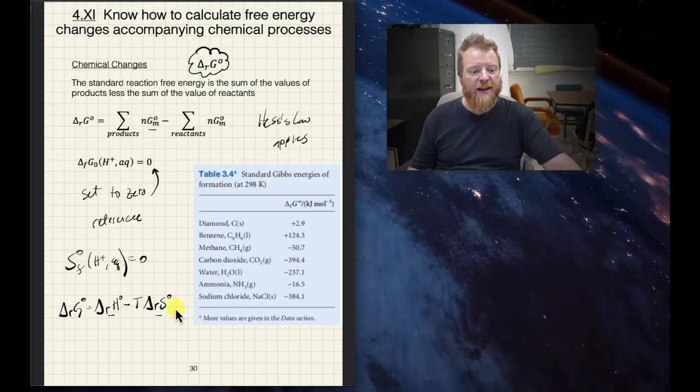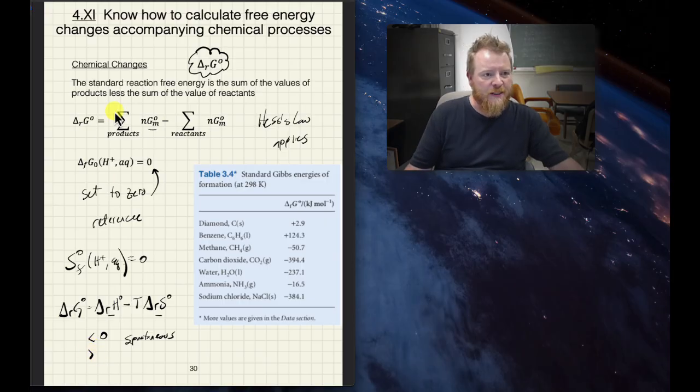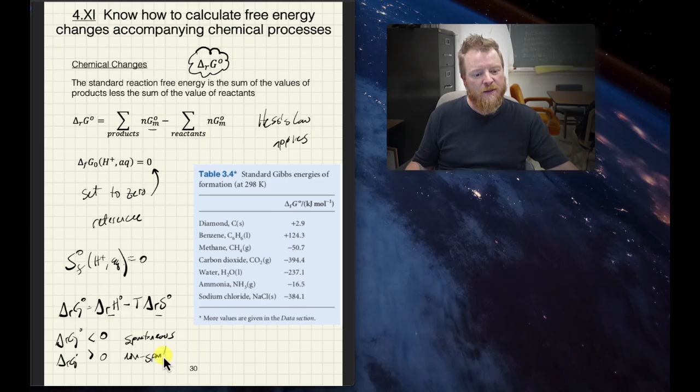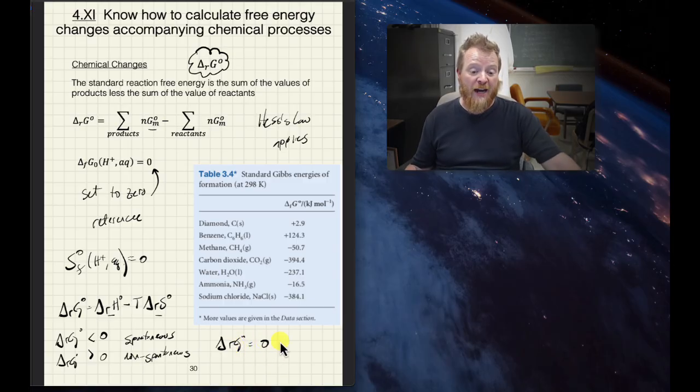And of course, noting that if delta G is less than 0, the reaction is spontaneous. If the free energy of reaction is greater than 0, it's non-spontaneous. And in the coming weeks, we're going to start discussing equilibrium. So we should recognize that if the free energy of reaction is 0, then our reaction is at equilibrium.